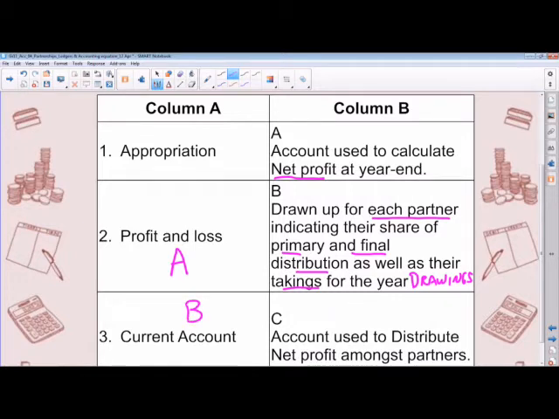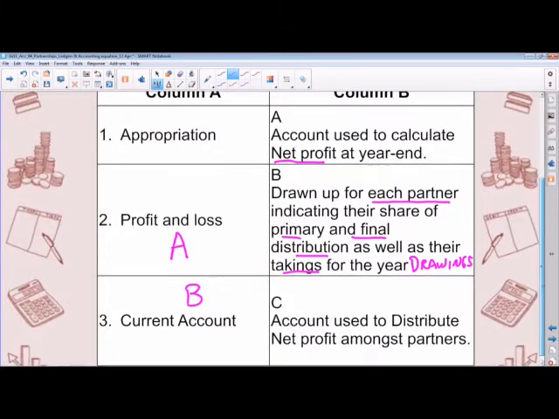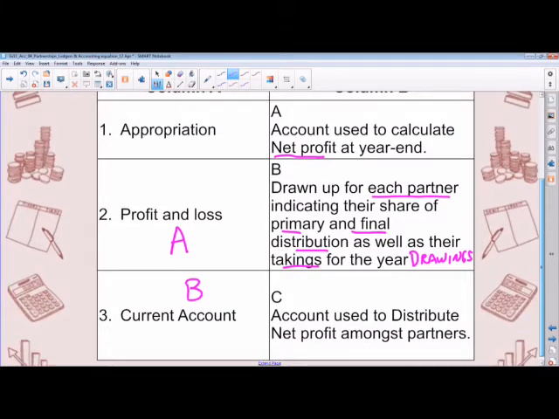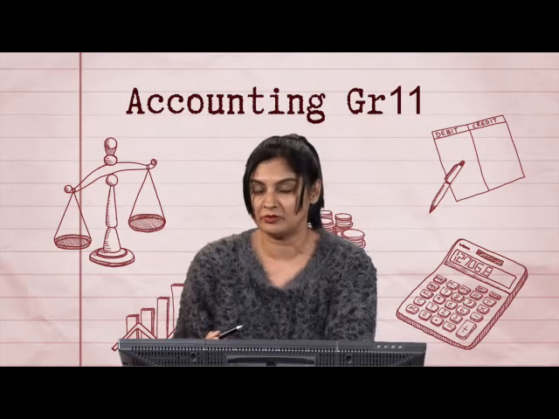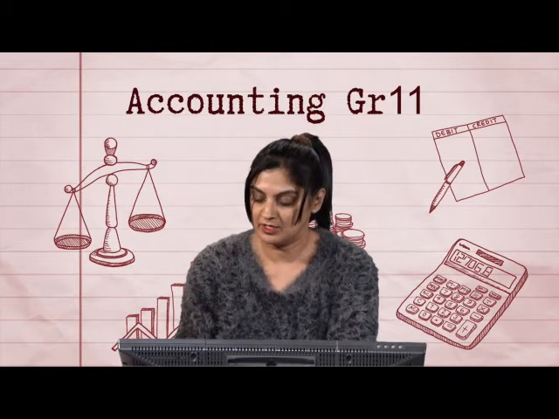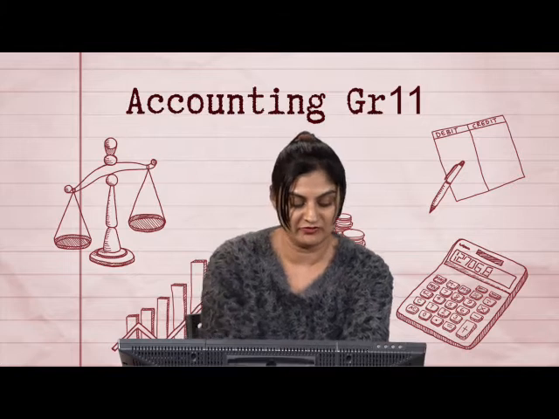And then finally, the last description given, C, account used to distribute net profit amongst partners. That has to be your appropriation account. So this is C. Right, so let's now get started with another question where we're going to hopefully draw up some of these accounts together. Okay, so I'm going to start by looking at the information first.